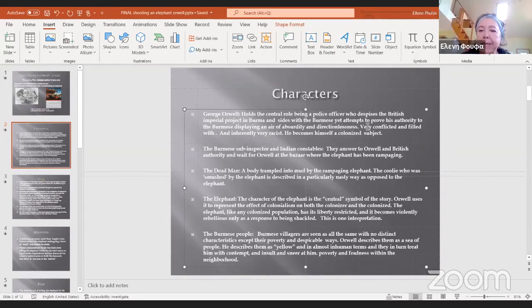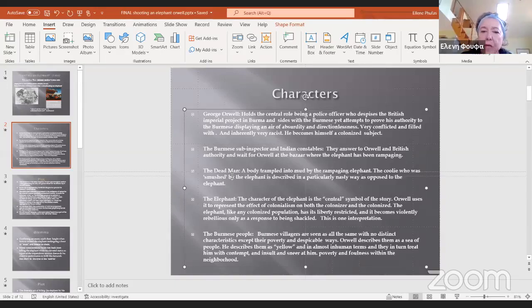But at this point, he's still part of a system that he despises, but at the same time, he despises the people that he oppresses, that the system oppresses. And he himself has a problem with his own actions.